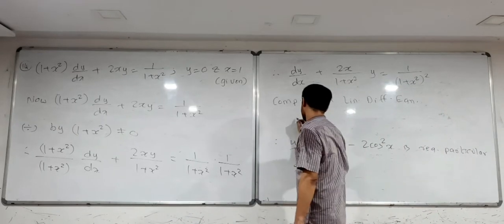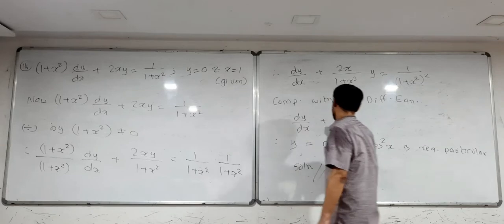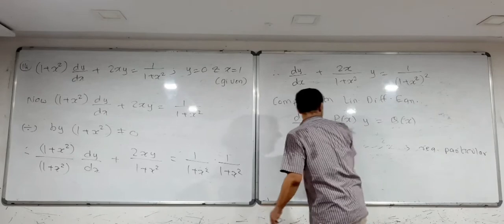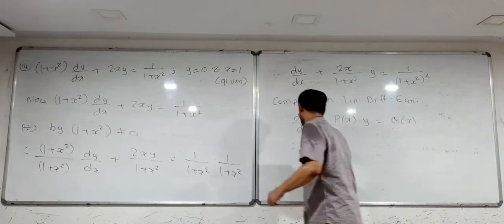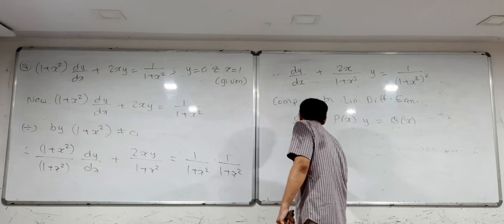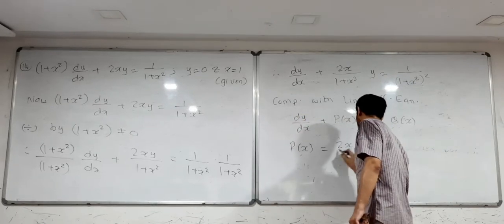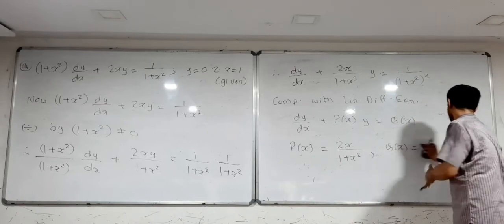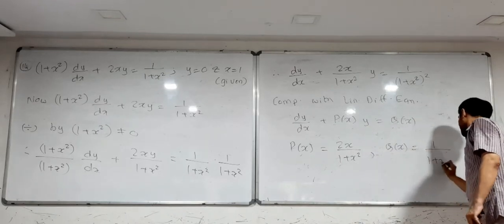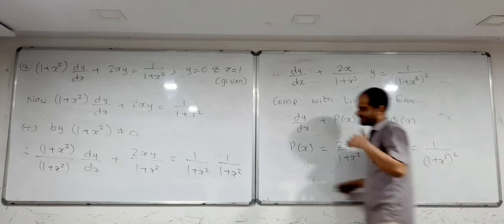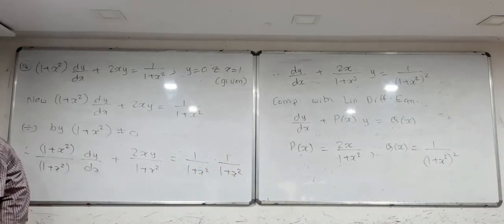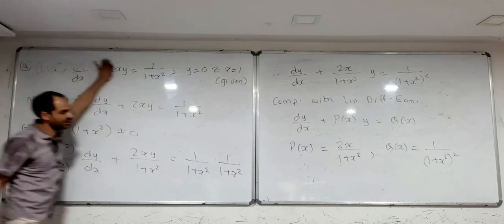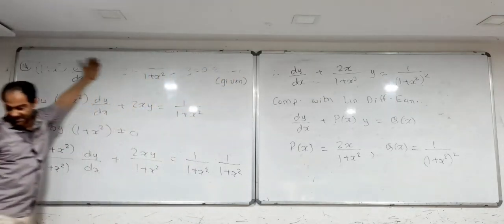Now dy by dx plus p of x into y is equal to q of x. कितना आएगा अब देखो, this will be p of x. p of x आता है 2x upon 1 plus x square और q of x आएगा 1 upon 1 plus x square the whole square. उसका इंटीग्रेटिंग फैक्टर निकालो. Just take out the integrating factor. Okay, this perfect p of x is 2x upon 1 plus x square और q of x is 1 upon 1 plus x square the whole square.